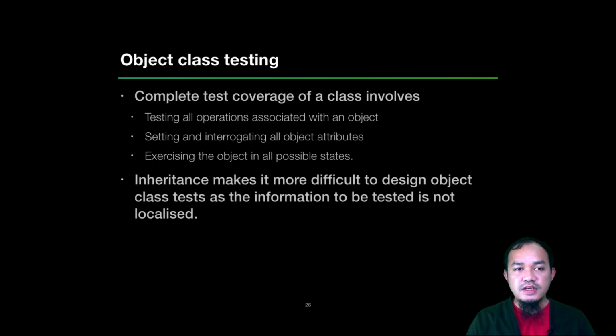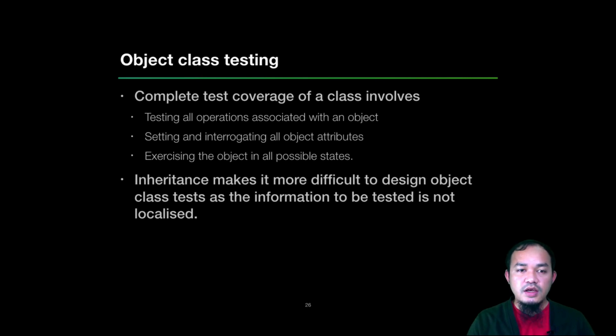Object class testing. In a class, we have objects, and the class represents the overall behavior, which includes the class name, class properties, and class methods. To test the class, we have to test these, because the class is a small part of the application. The complete test coverage of a class involves testing all operations associated with an object.